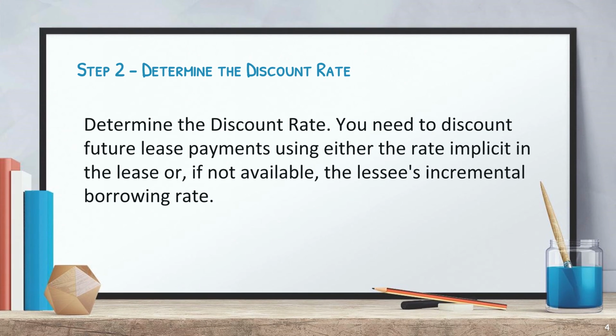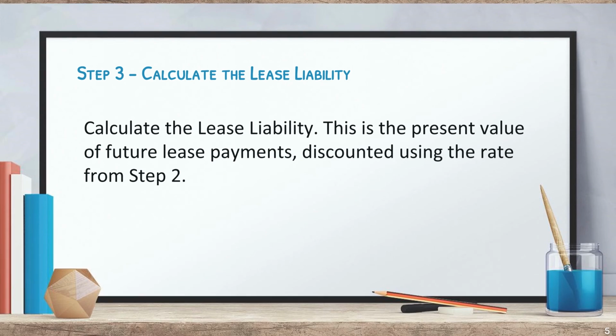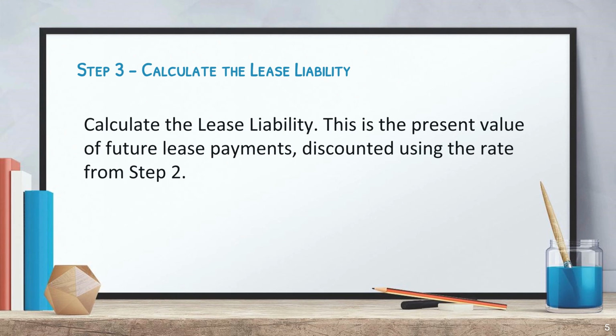Step 2. Determine the discount rate. You need to discount future lease payments using either the rate implicit in the lease or, if not available, the lessee's incremental borrowing rate. Step 3. Calculate the lease liability. This is the present value of future lease payments, discounted using the rate from Step 2.